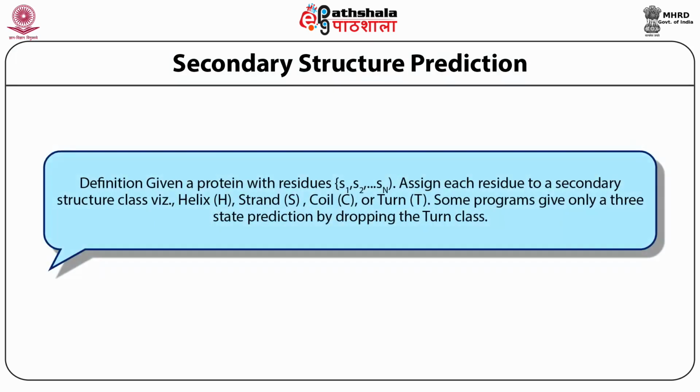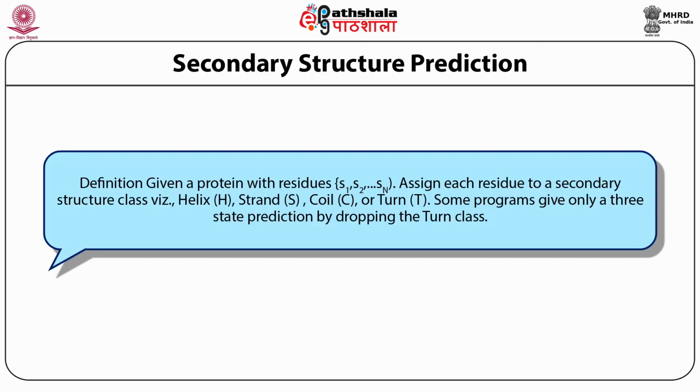So by definition, given a protein with residues, let us label them S1 to Sn, we need to assign each residue to a secondary structure class. And currently what one uses, the classes are for helix, which we call the H class, the strands, we call them the S class, and the coils, that is something which is not either a helix or a strand or a turn, we call them the C class. And finally the turn, which again we call the T class.